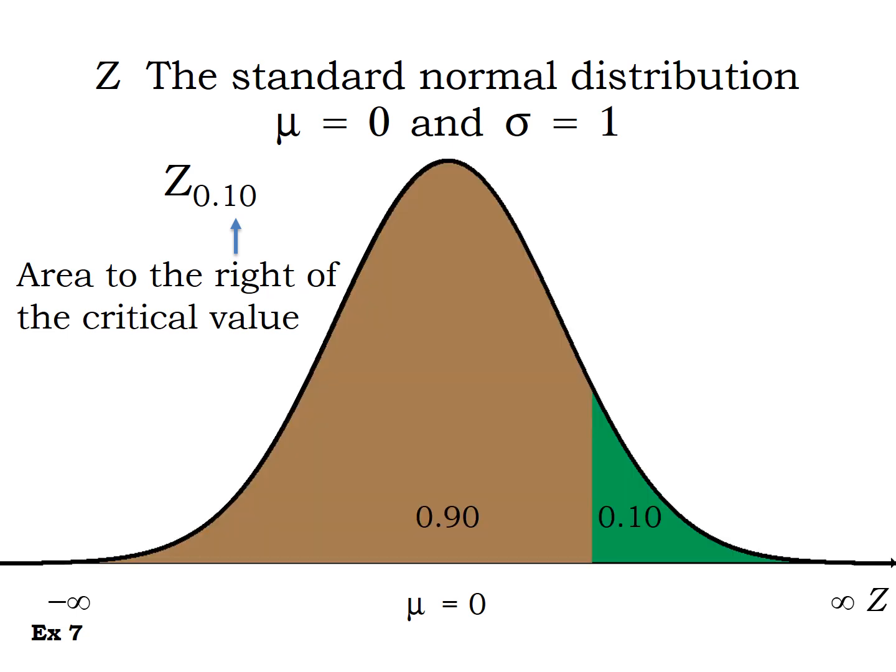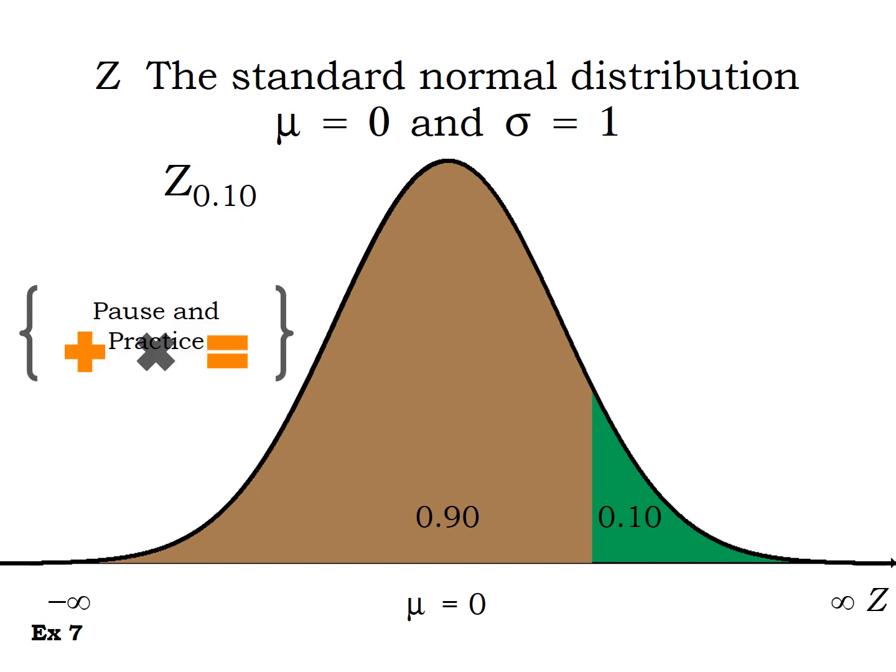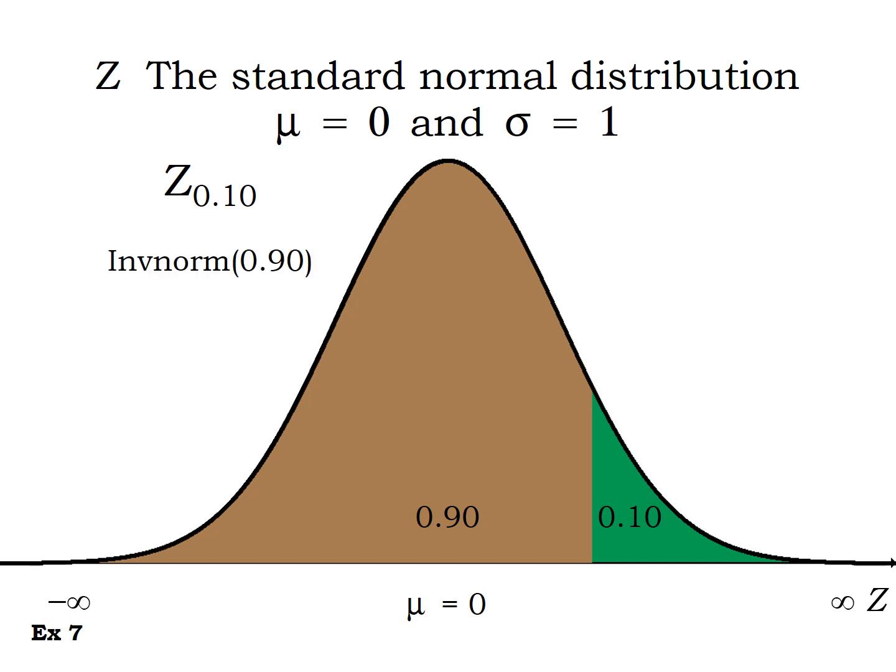So our graph is going to look like this. We want the point that separates the bottom 90% from the top 10%. Okay? So now that you have the graph and you know what this notation is saying, I want you to pause and practice again. So it's your turn to find this particular z-score. Okay, so hopefully you did inverse norm 0.90. That's the area to the left. And when you did that, you should have gotten 1.28.